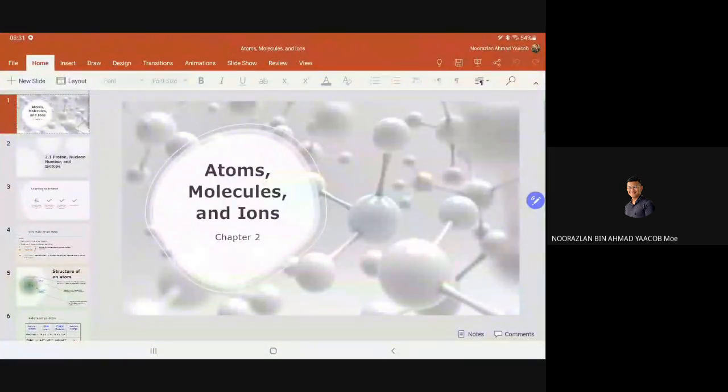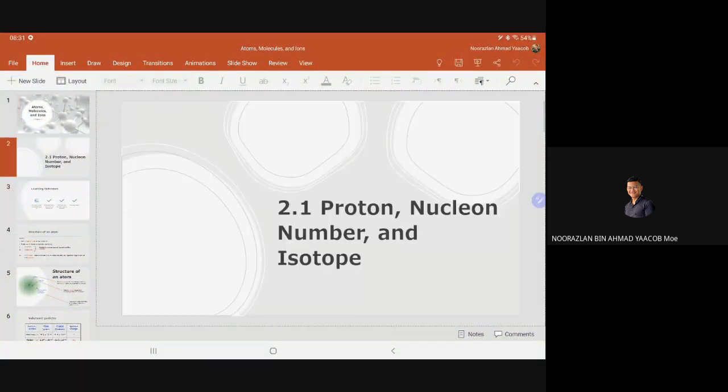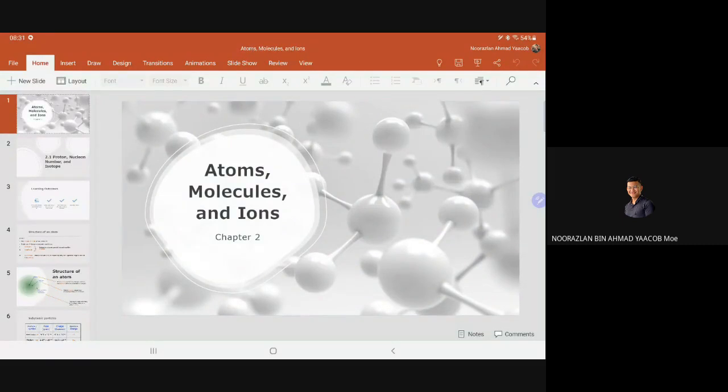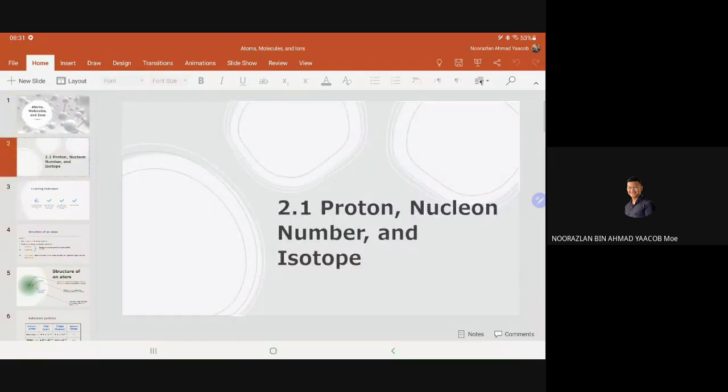Let's have a look at the new chapter, chapter 2, atoms, molecules, and ions. We start with subchapter 2.1, proton, nuclear number, and isotope. I believe you have already learned this dekat sekolah menengah dahulu. However, it's mostly revision. Let's have a look lah. Mungkin ada something yang kamu sebelum ni kurang jelas, and let's try to fix that.